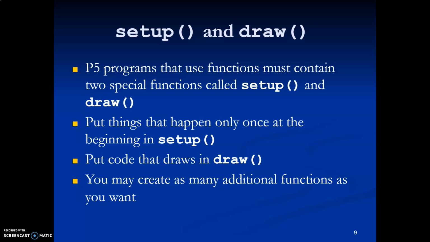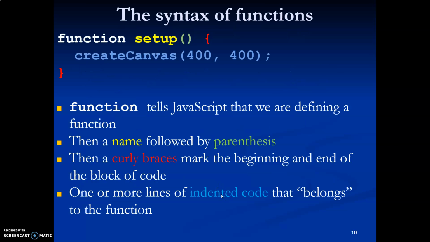Now, we've seen that every P5 program has a setup and a draw. So let's talk a little bit about what those two things do. You put the stuff that you want to happen at the beginning, and only once, in setup. And then code that draws shapes or animates would go inside the draw function. And that draw function repeats automatically by default 60 times a second. But we can put in as many additional functions as we want.